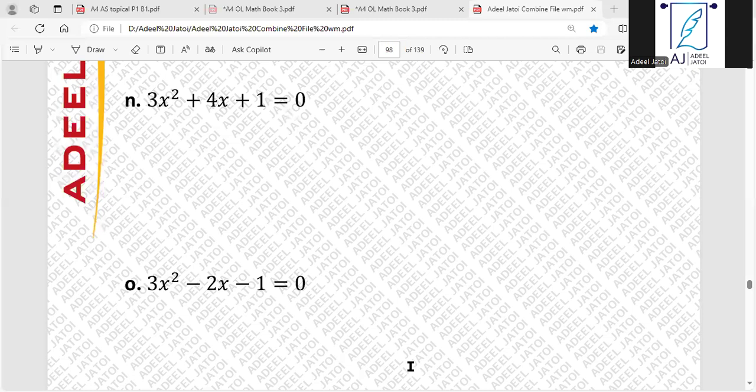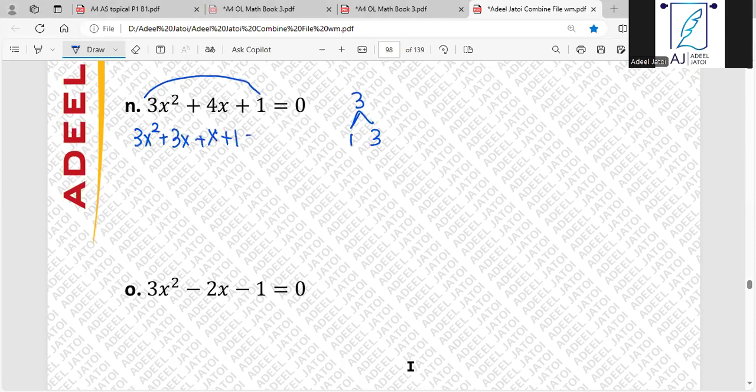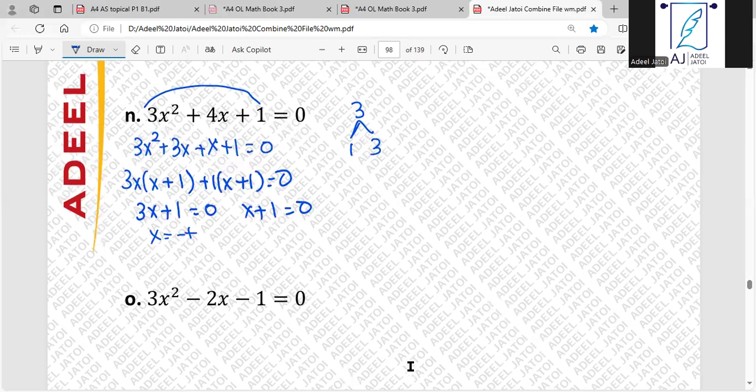Let's say this is 3 into 1, becomes 3. So factors of 3 are 1 and 3. 3x square plus 3x plus x plus 1 equal to 0. So 3x is common, x plus 1, plus 1 is common, x plus 1 equal to 0. So 3x plus 1 equal to 0 and x plus 1 equal to 0. x will become minus 1 upon 3, right? And the other one is minus 1. So this becomes part n.